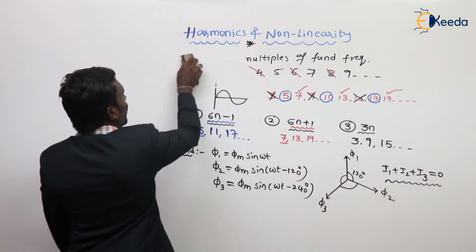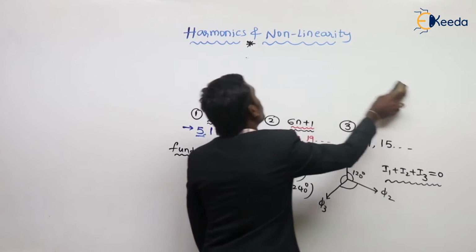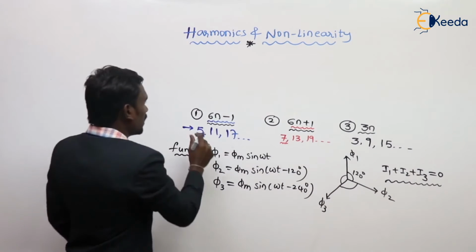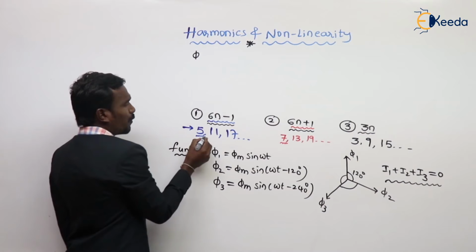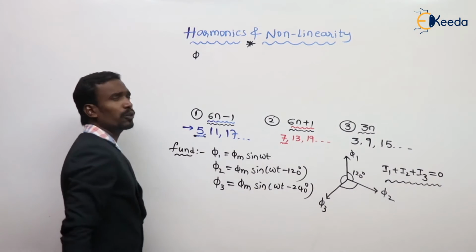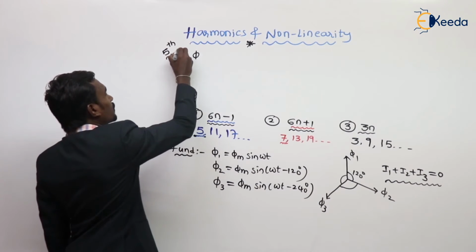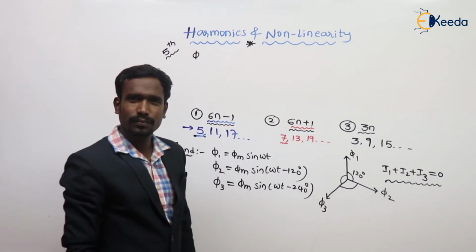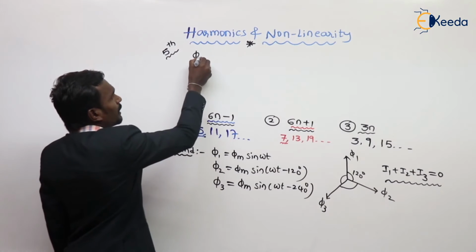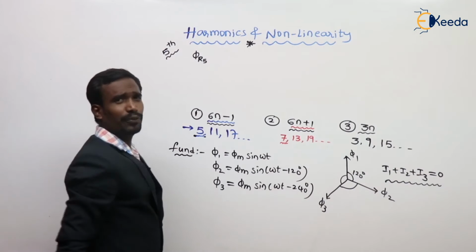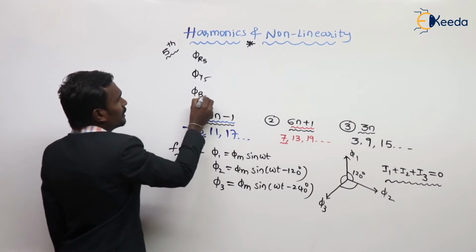See here, for 6n minus 1, 6n plus 1 and triple n harmonics. First of all, for 6n minus 1, I am going to analyze the fifth group harmonics, or fifth order harmonics. For the fifth order harmonics, for example, the R phase, Y phase and B phase. These are the three phases.